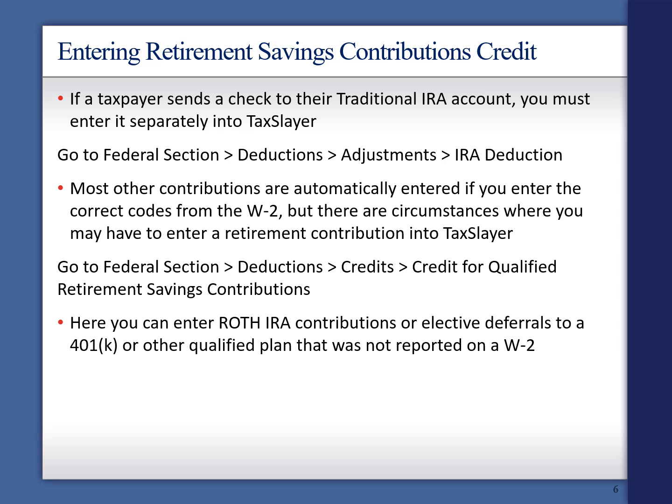If the taxpayer makes their own traditional IRA contribution, you must enter it into TaxSlayer. We covered this in the lesson on adjustments to income. If the taxpayer made a contribution to a Roth IRA or an elective deferral not reported elsewhere, use the form on the Credits menu. TaxSlayer does all the calculations and completes Form 8880.